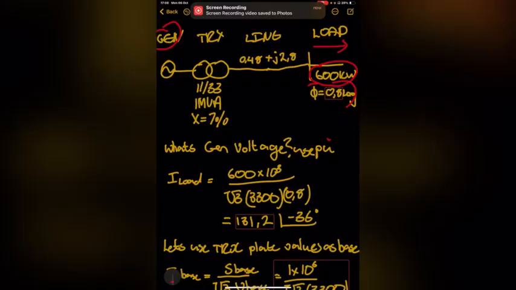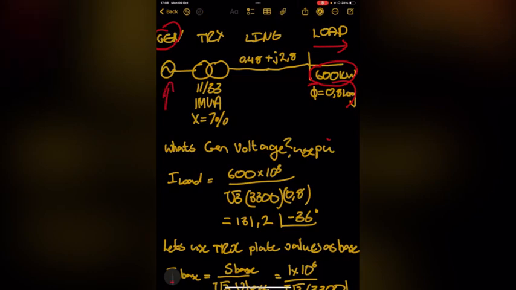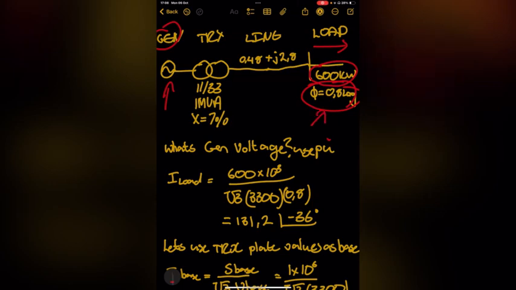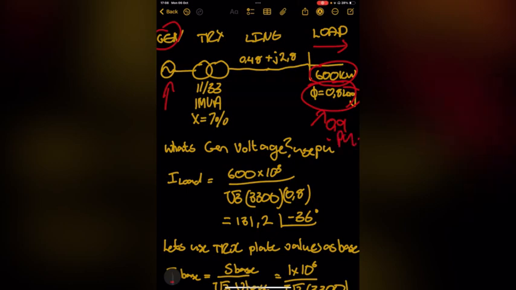So the per unit method, in this case, we're going to use it to determine the generator's terminal voltage. All right, the characteristics that are given is that the load is at 600 kilowatt at 0.8 lagging. So this is our power factor of our load. And then again, I'll state that the load is at full load current at 0.9 pu. Determine the generator terminal voltage.